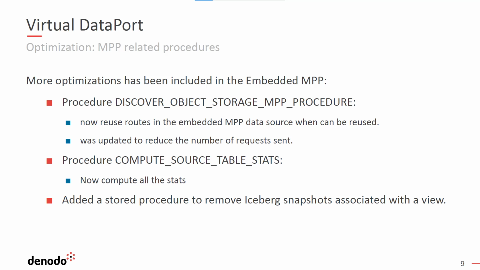The compute_source_table_stats procedure now computes all the stats when using full cache, and the cache data source is the embedded MPP. The new procedure expire_snapshots has been added to remove iceberg snapshots associated with a view.